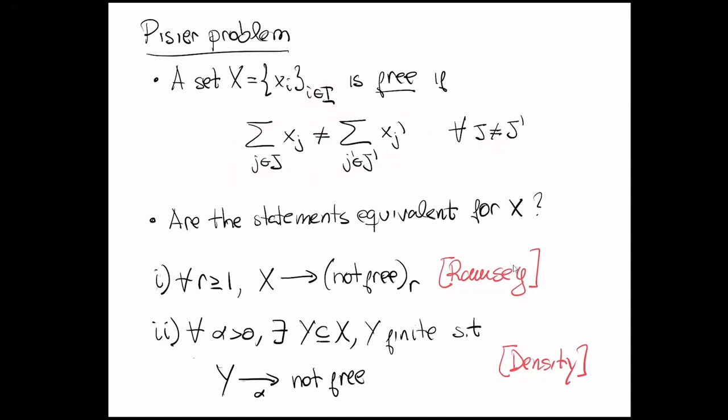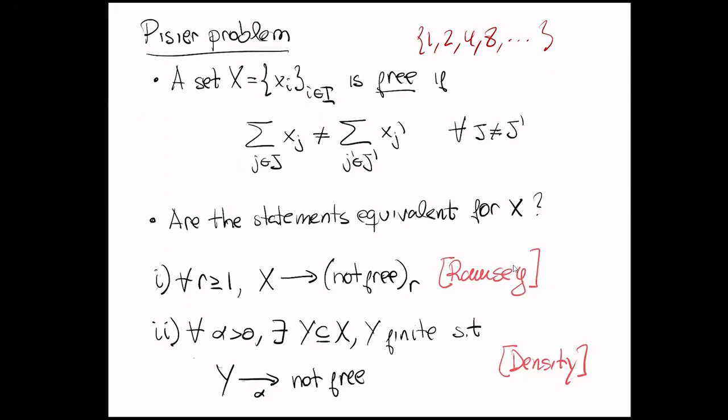One example of a free set could be the powers of base 2, so maybe 1, 2, 4, 8. No matter how we arrange them, the sums will never be equal. It's unique. And Pisier asked this in the context of working with some Sidon sets in harmonic analysis, very different, but he somehow made a combinatorial statement that was interesting for him. And the combinatorial statement is the following.